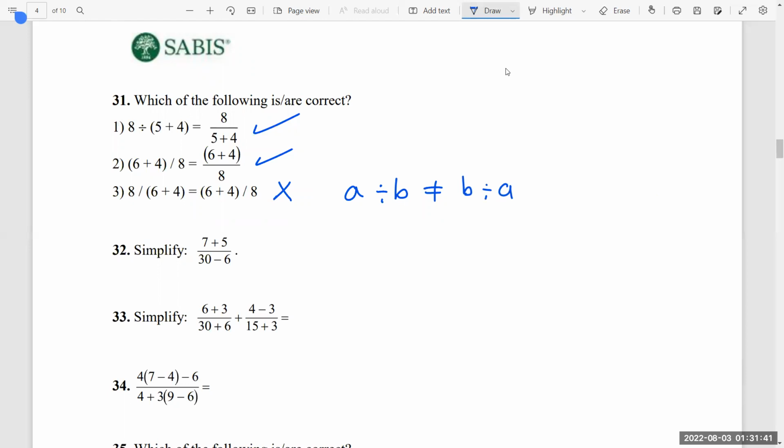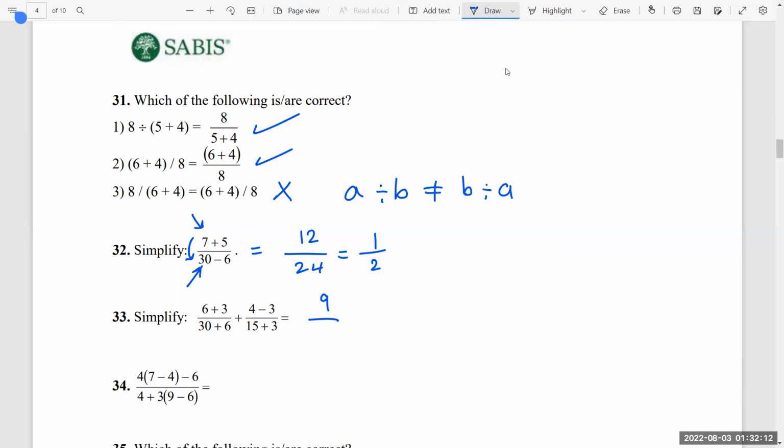Simplify, yes. When you simplify an operation in the form of a fraction, apply BIDMAS on your numerator and BIDMAS in the denominator if you have many operations, and then simplify the fraction or divide the numerator by the denominator if it is divisible. 7 plus 5 is 12. 30 minus 6 is 24. The simplified fraction is half.